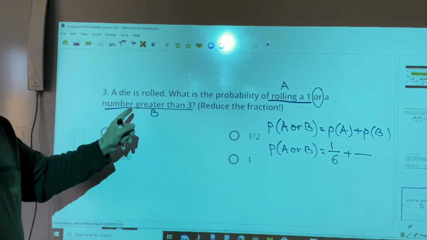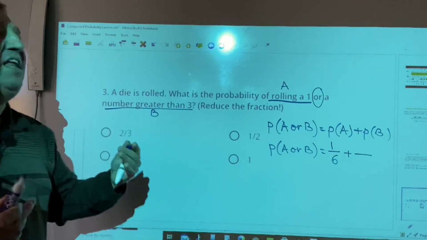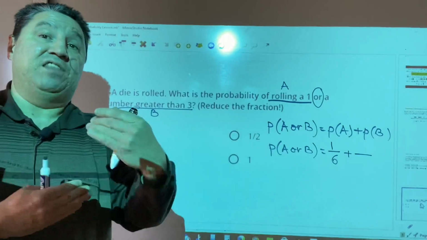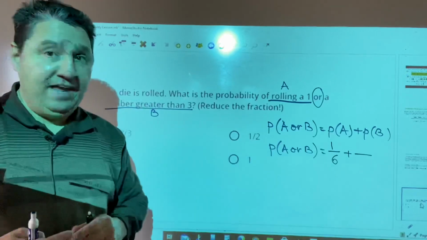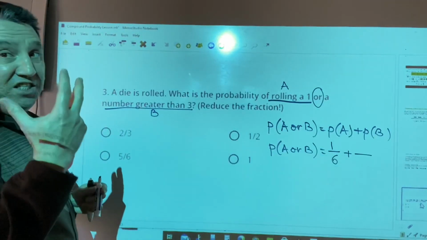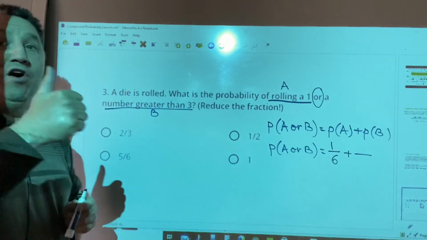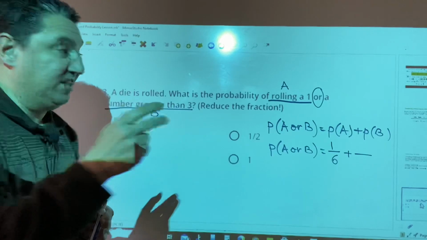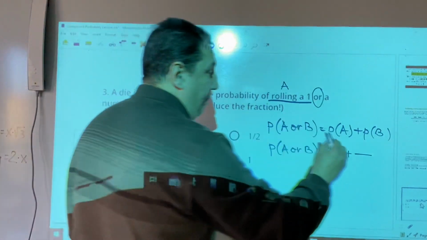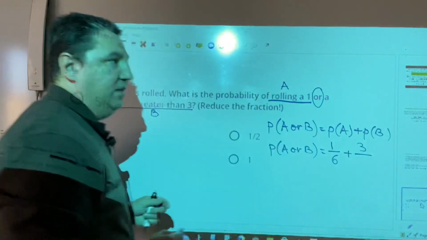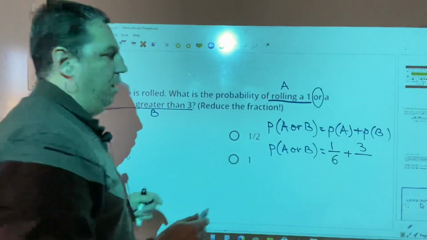how many favorable outcomes are there for event B? In other words, how many numbers greater than 3 do you have when you roll a die? We have 3 such possible favorable outcomes. Why? Because you have 4, 5, and 6. These are all numbers greater than 3. So, on top of the fraction, we put 3, out of, again, 6 possible outcomes.